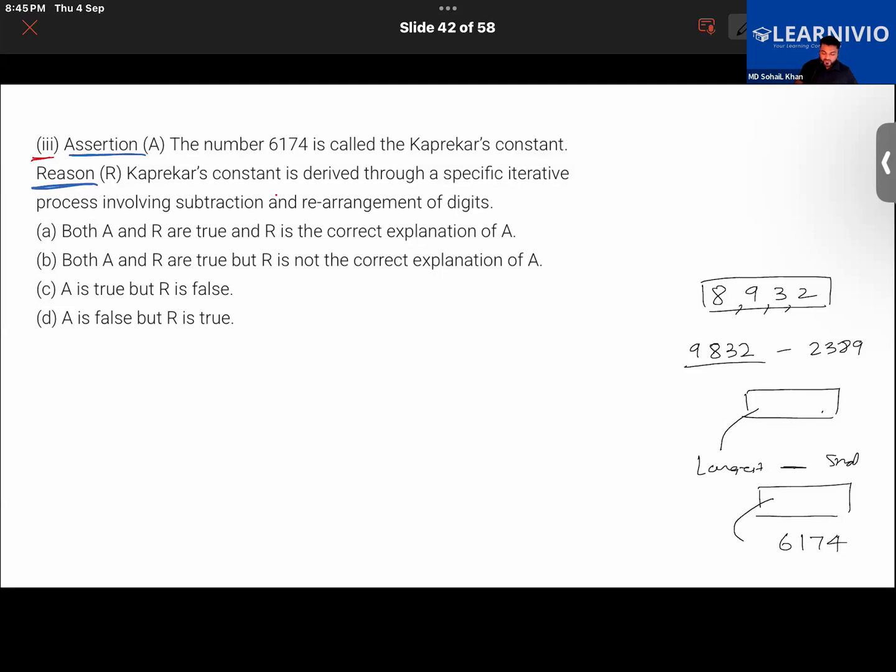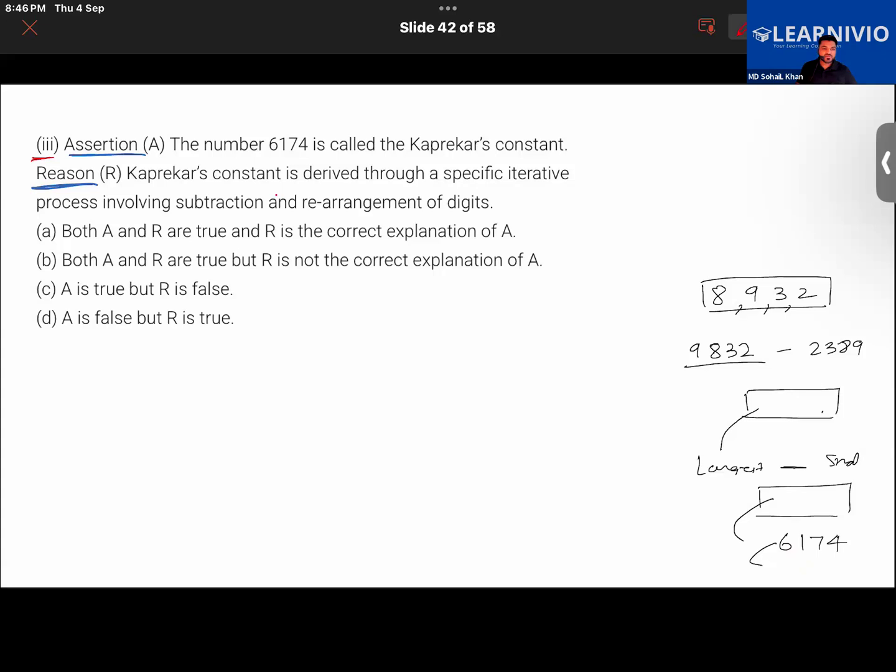Now, when you do the same subtraction to the number 6,174, after arranging it, you will again get back the number 6,174. So from here onwards, you will get the constant value. So that is called the Kaprekar constant. Okay, understood.